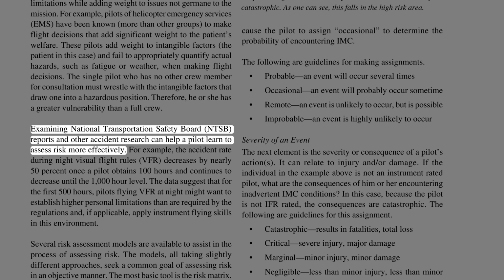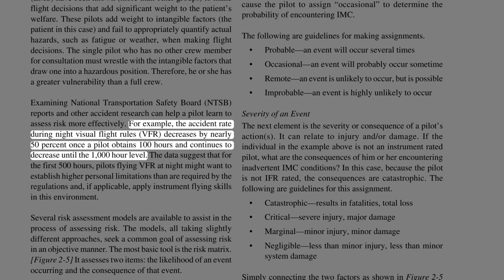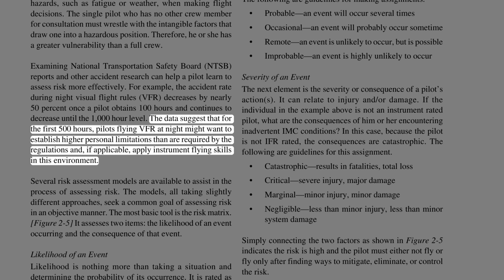Examining National Transportation Safety Board (NTSB) reports and other accident research can help a pilot learn to assess risk more effectively. For example, the accident rate during night visual flight rules (VFR) decreases by nearly 50% once a pilot obtains 100 hours and continues to decrease until the 1,000-hour level. The data suggest that for the first 500 hours, pilots flying VFR at night might want to establish higher personal limitations than are required by the regulations, and, if applicable, apply instrument flying skills in this environment.